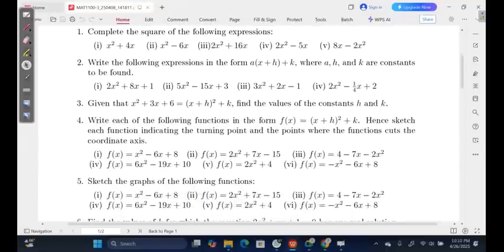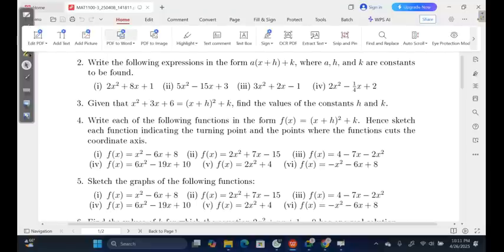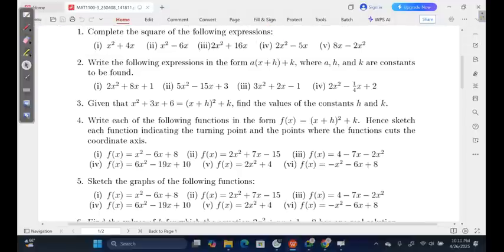Question one all the way to five is the same question. Sometimes they can say complete the square of something. You know where we end when it comes to the completing the square method, right? Yes. Okay. So questions one to five are basically the same question.